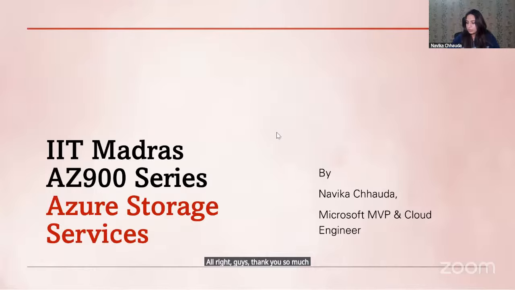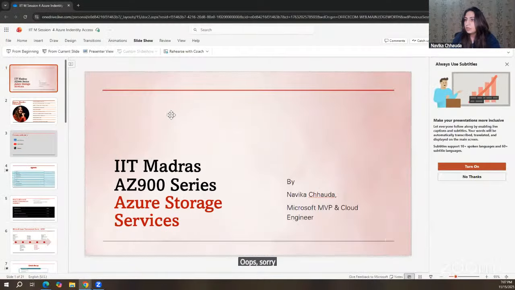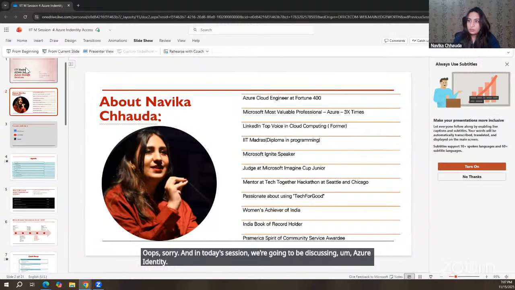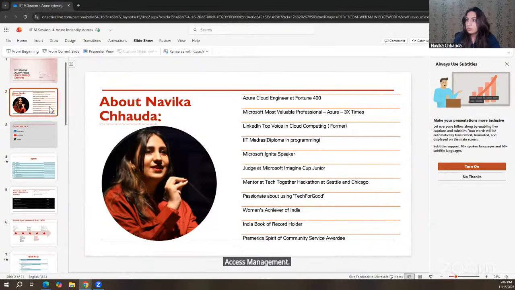Okay, so we are getting started with the fourth session. In today's session, we're going to be discussing Azure Identity Access Management. All right, this is the fourth session.